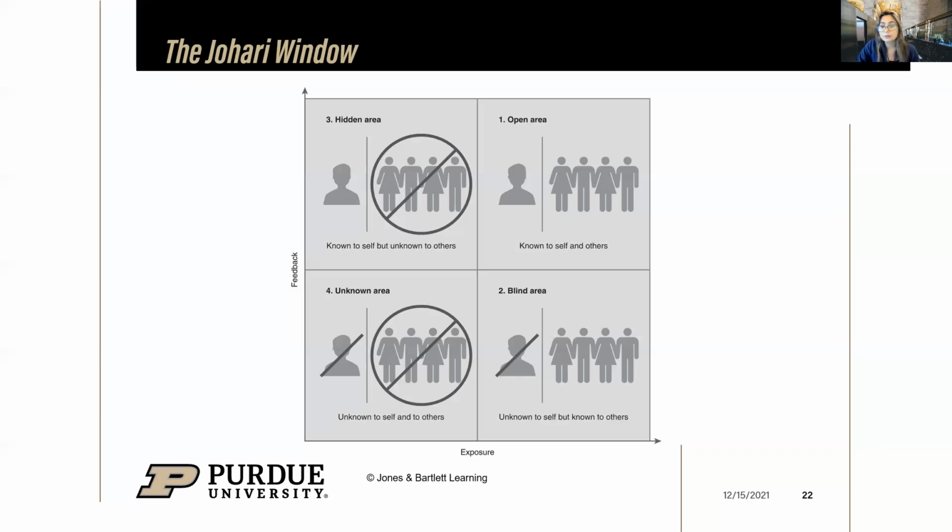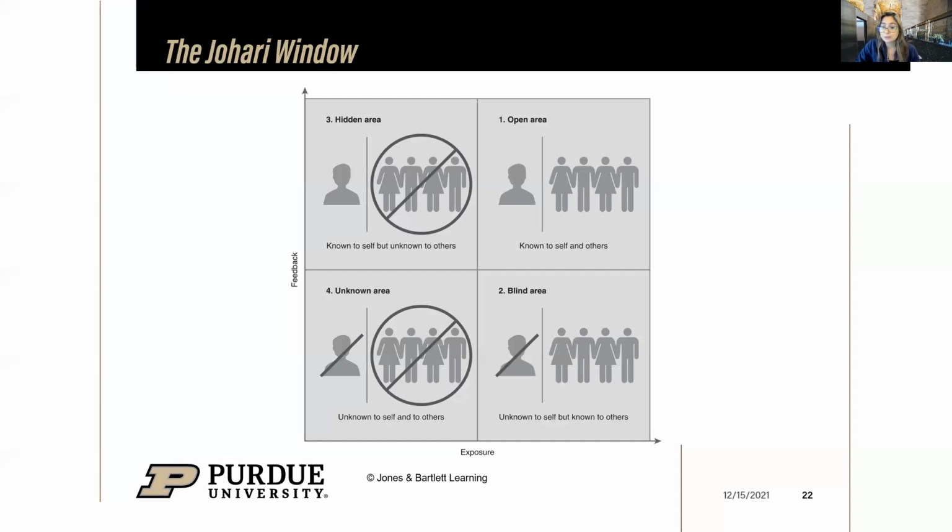Actions and behaviors in the blind area are known to others, but the individual is not aware of them. The information in the blind spot can be positive or negative and include hidden strengths or areas for improvement. The blind spots that are discovered in 360 evaluations give great insight into how others perceive the individual, which forms the starting point for the development.